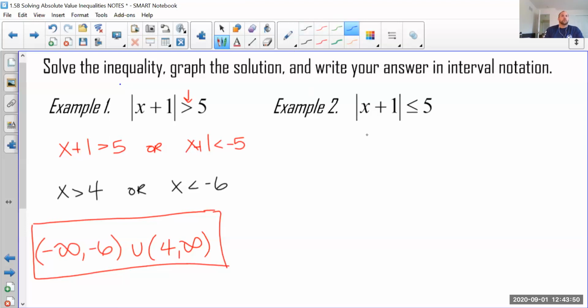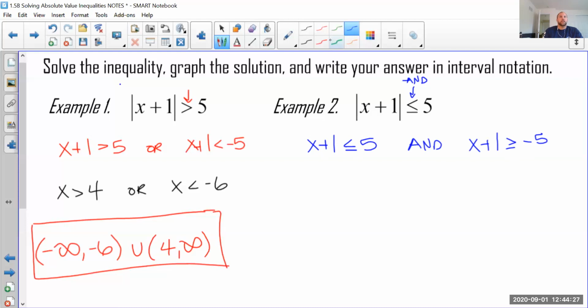All right, so let's take a look. Again, absolute values are already isolated, so I don't have to do anything there. This is a less than problem. Less than is always an and problem. So I'm going to set up my two inequalities here. So x plus 1 is less than or equal to 5. Notice nothing changes. It's an and problem. Then x plus 1, flip the sign, is greater than or equal to -5. So I flip the inequality sign and I make it a negative.